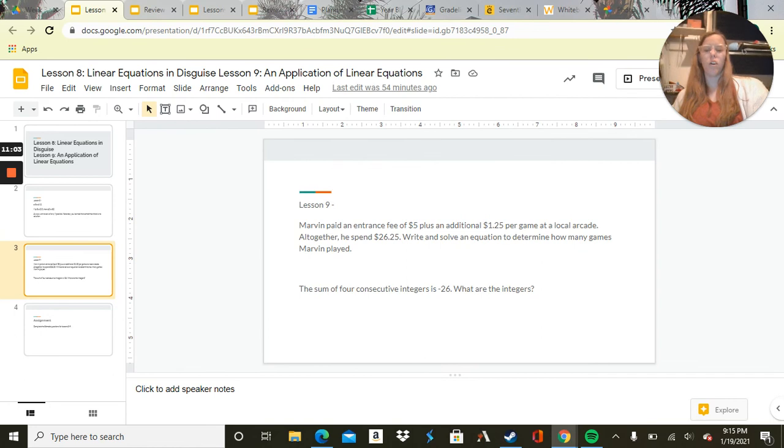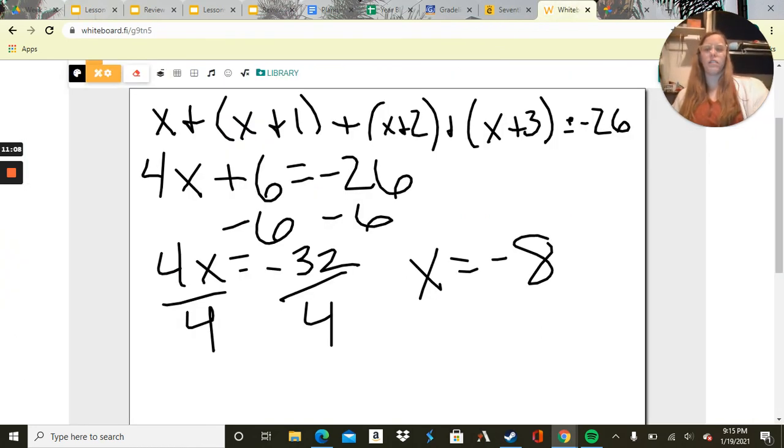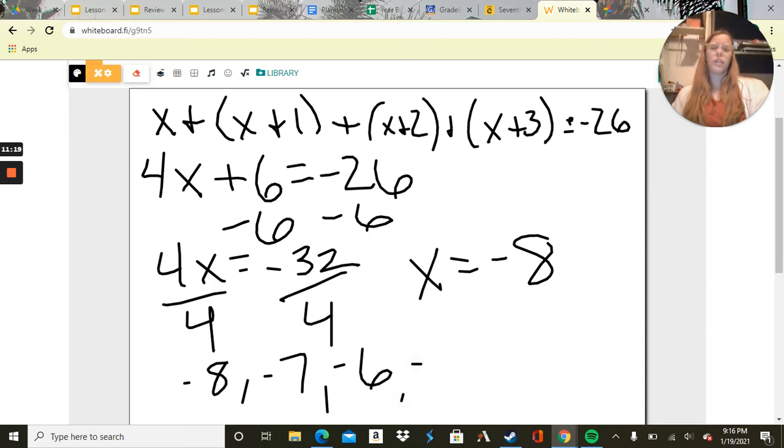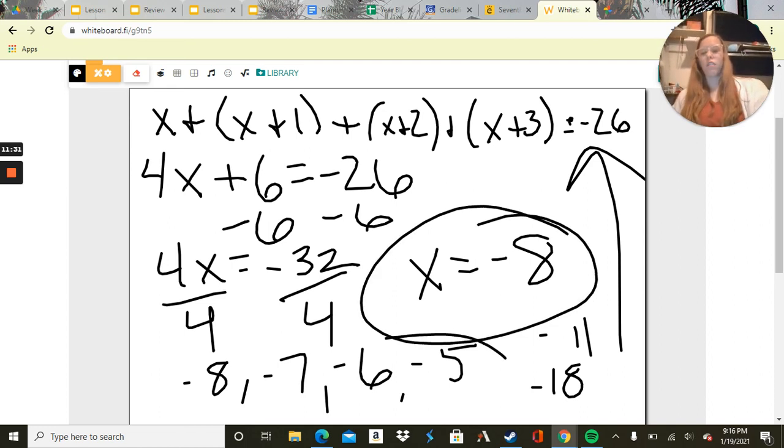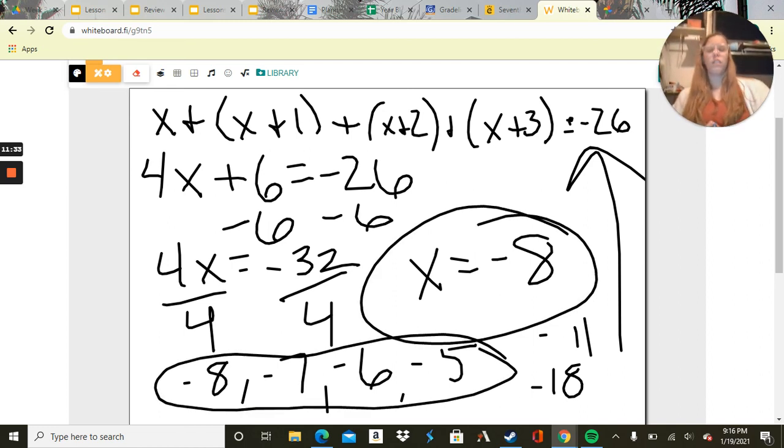Now, it did ask us, what are the integers? If x is negative 8, we have negative 8, plus 1 is negative 7, plus 2 is negative 6, plus 3 is negative 5. Now we can add all those together. We get negative 15, plus negative 7 is negative 22, plus negative 6 is... so x equals negative 8. Our 4 integers are negative 8, negative 7, negative 6, negative 5.